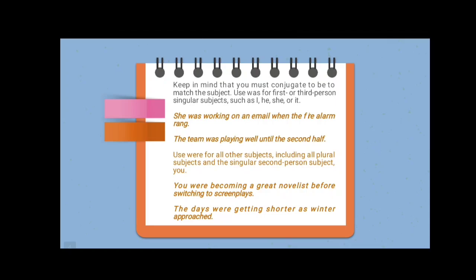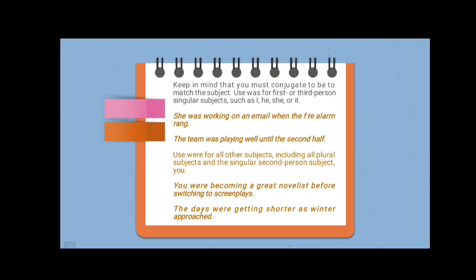For example, the positive: he was traveling to Venice. She was eating a burger. For the negative, he wasn't sleeping. Keep in mind that you must conjugate to be to match the subject. Use was for first or third person singular subjects such as I, he, she, or it.